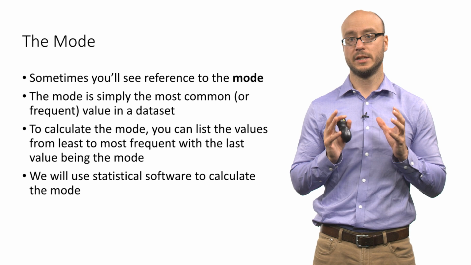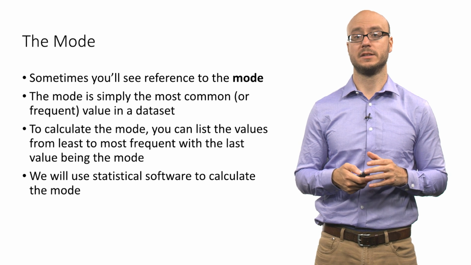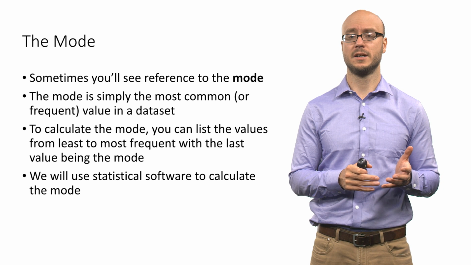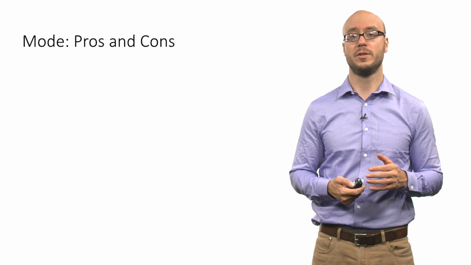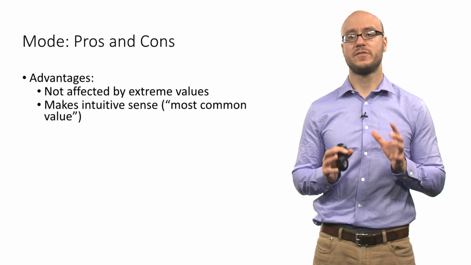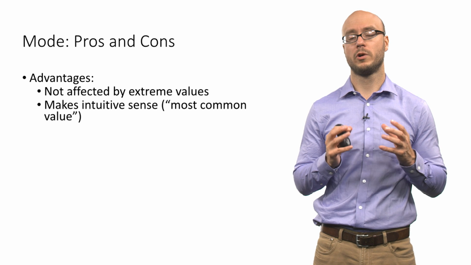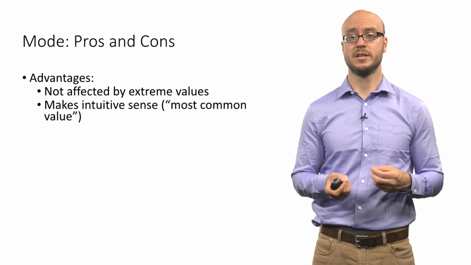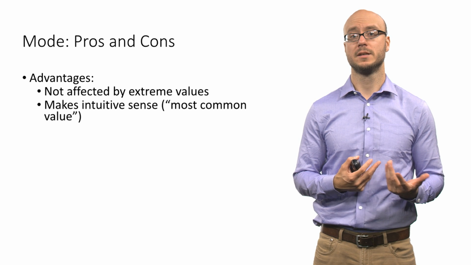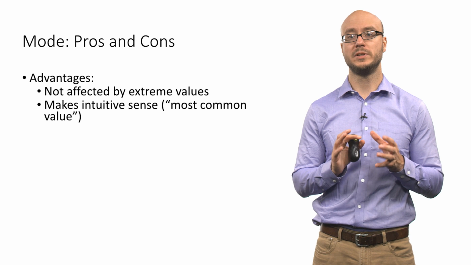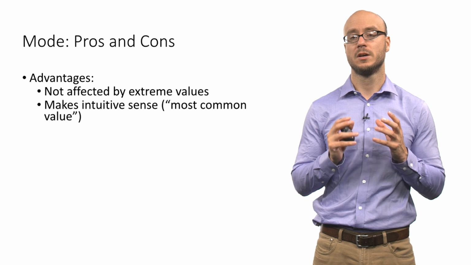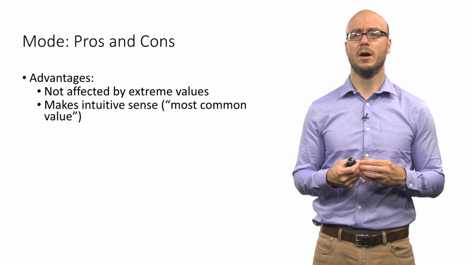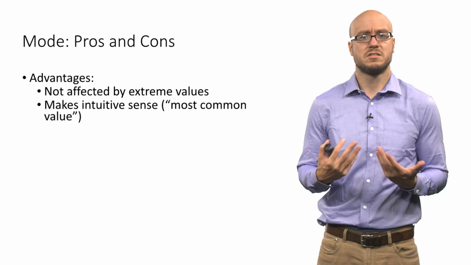Typically, we will use statistical software to calculate the mode, just like if you have a pretty large data set, you will use statistical software to calculate the mean or the median. The mode has a few pros and cons. One advantage of the mode is that it is unaffected by extreme values in a similar way to the median. It's not going to be altered too much if you have an extreme value in your data set. The other nice property of the mode is that it makes intuitive sense.